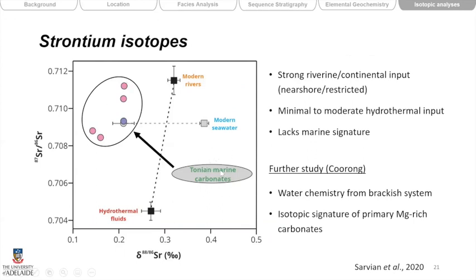So further study for our project is looking at the water chemistry of this brackish Coorong system and also the isotopic signatures of the primary magnesium-rich carbonates that are precipitating there, and seeing how it compares to our ancient system.